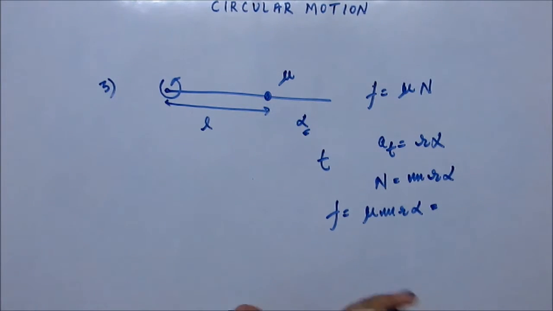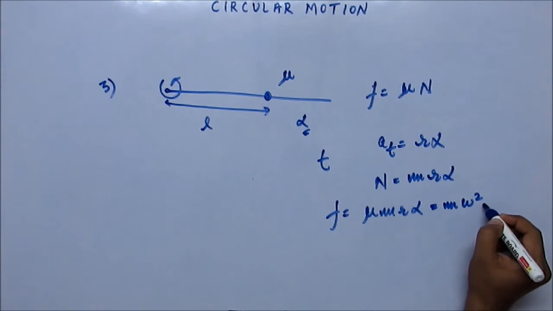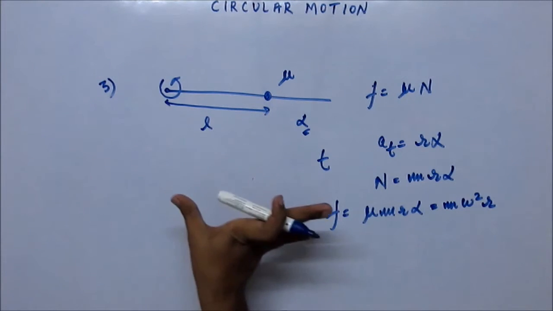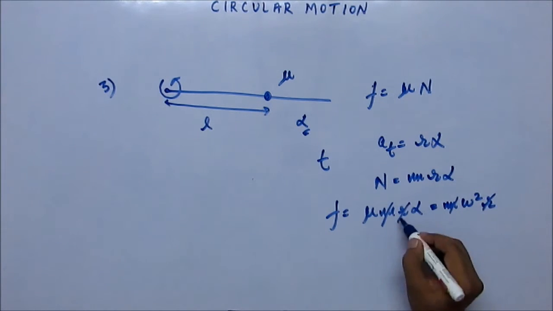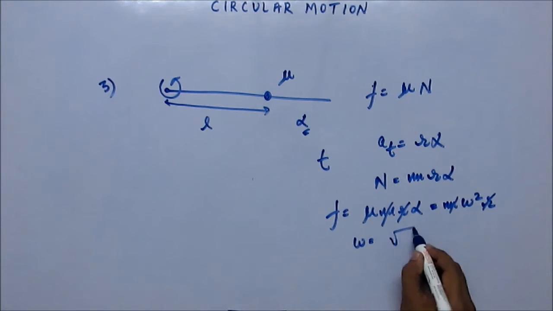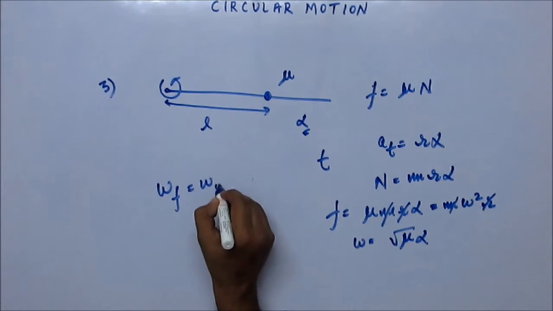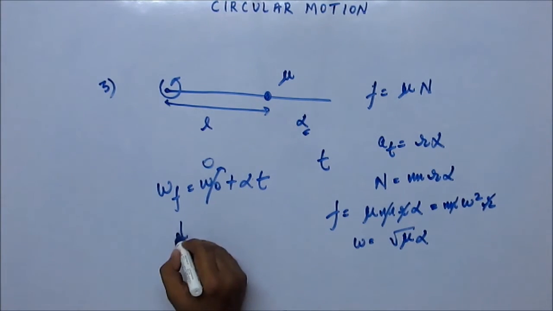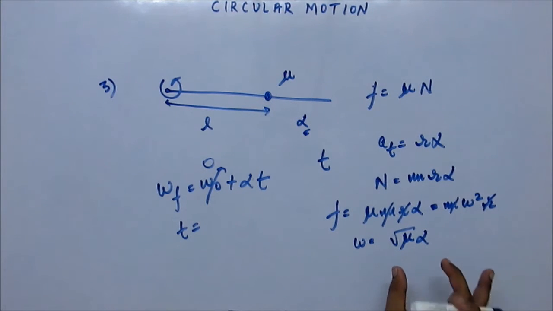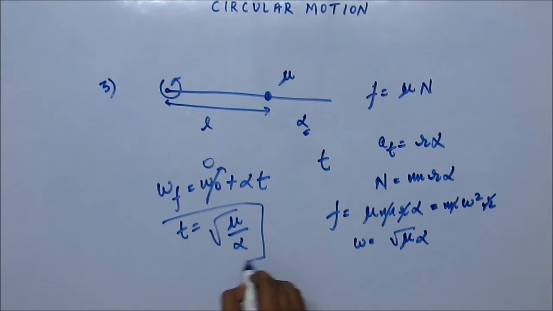This friction should act as a centripetal force. Centripetal force is m into omega square into r. R here would be, of course, the L. So from here, see what we are getting, that omega is equal to root over mu into alpha. Now omega final will be omega initial plus alpha t. We know this equation is starting from rest, so this is 0. So time would be omega final upon alpha. Omega final is this upon alpha. That will be root over mu upon alpha. This is the time after which the bead should start to slip.